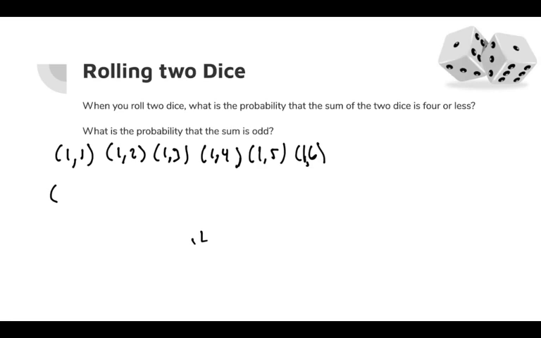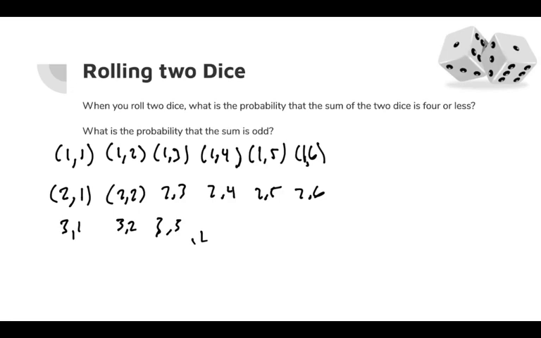what if the first dice was 2? So it could be 2 and 1, and then 2 and 2, and then 2 and 3, and 2 and 4, and 2 and 5, and 2 and 6, right? And then you have 3 and 1, and 3 and 2, and 3 and 3, and 3 and 4, and 3 and 5, and 3 and 6, and this just keeps going, right? We could finish making this list where we would have our 4 and 1, our 5 and 1, our 6 and 1, and we'd make this big table, okay?